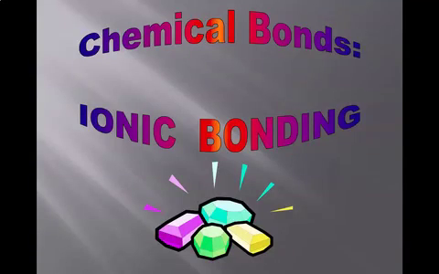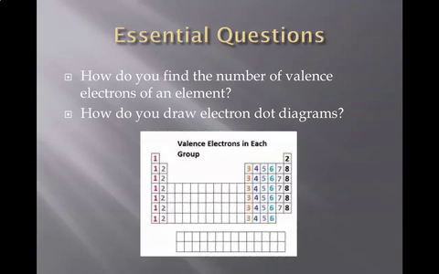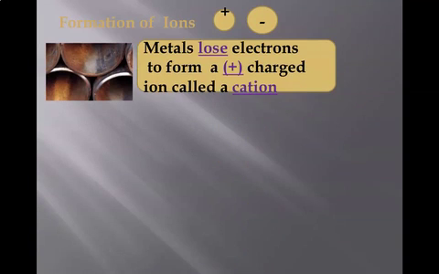The topic of this video is ionic bonding. The essential questions are: how do you find the number of valence electrons of an element? And how do you draw electron dot diagrams? So let's talk first about how ions form, and this should be a little bit of review.